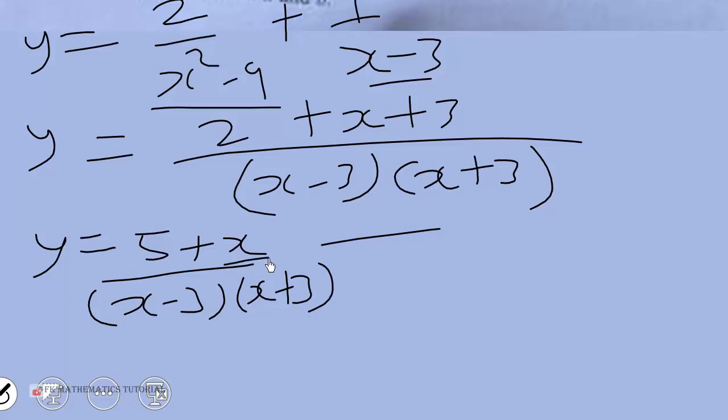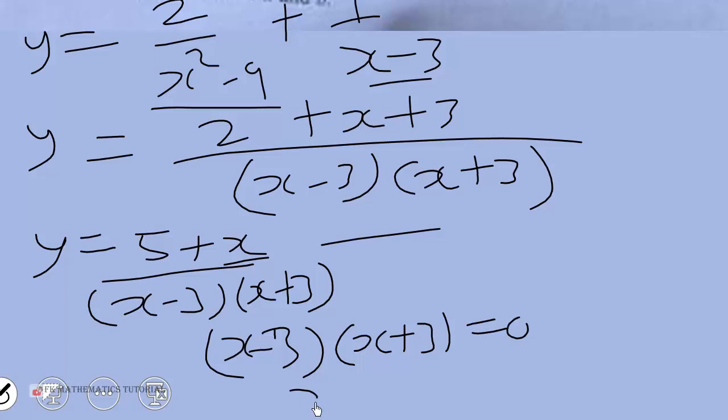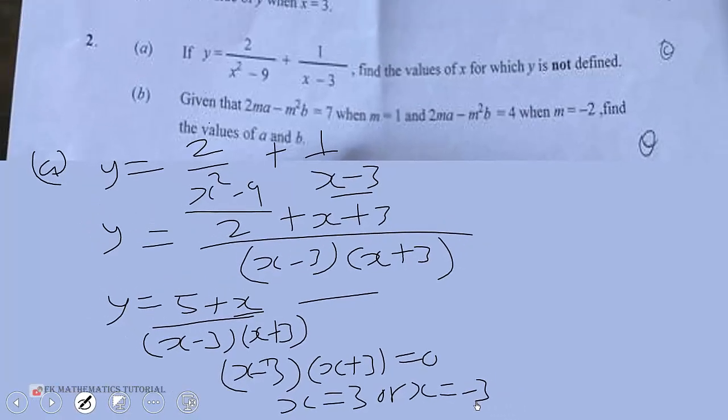So this is not defined when the denominator is equal to 0. So y is not defined when x minus 3 times x plus 3 is equal to 0. So x is equal to 3 or x equal negative 3, using the zero product property. You take them one by one: x minus 3 equals 0, x plus 3 equals 0. Then you get this result.